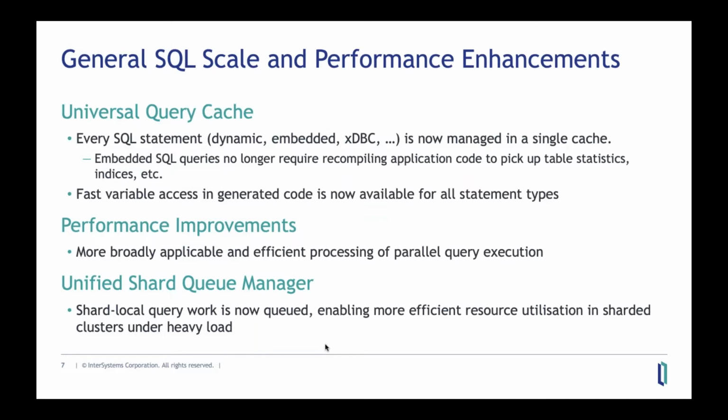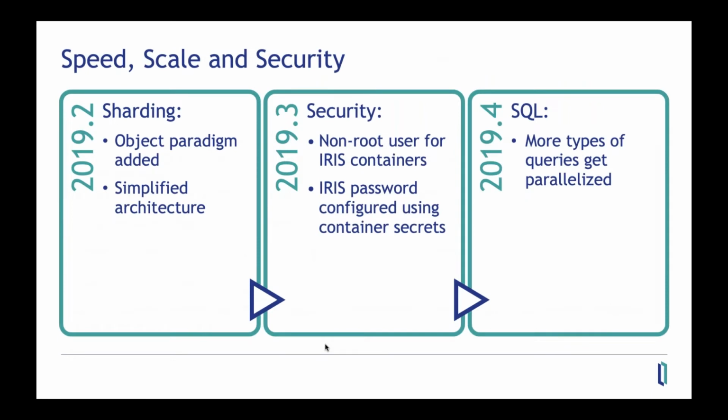Just wanted to call out a few things in SQL scale and performance. The unified query cache really streamlines operations for SQL applications by managing all SQL statement types in a single cache. So that would include dynamic, embedded, XDBC, all that stuff is now managed in that single cache. And then the unified shard queue manager, mentioned that as well. It improves really the resource utilization for sharded clusters, especially when they're under heavy load, and that's really due to queuing the shard local query work. So a lot of improvements there in the 2020.1 release, as well as kind of an accumulation of the other things that we've done.